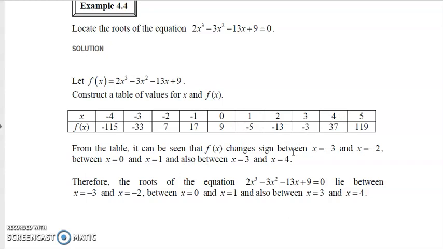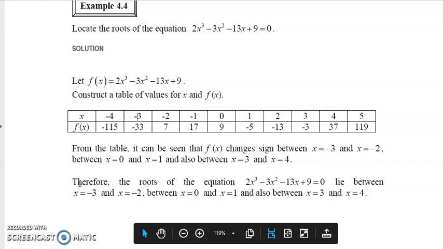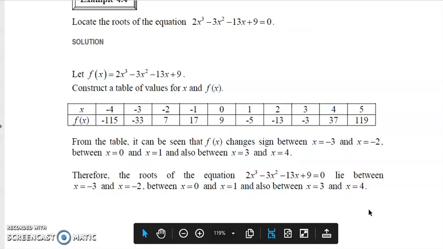So I hope you are clear, you can see the solution from here. Therefore, the roots of the equation lie between x is equal to -3 and -2, between 0 and 1, and between 3 and 4. So I hope you are clear about this example.